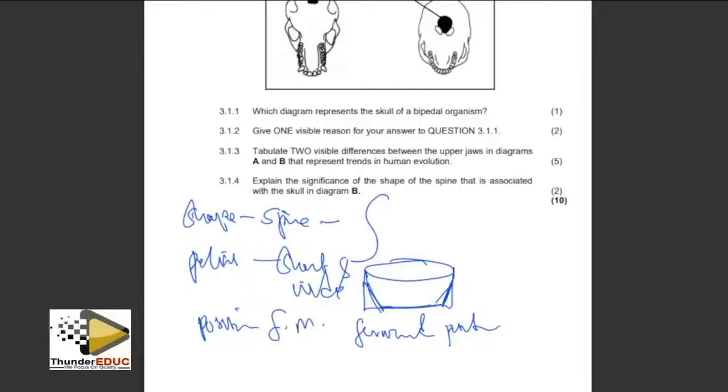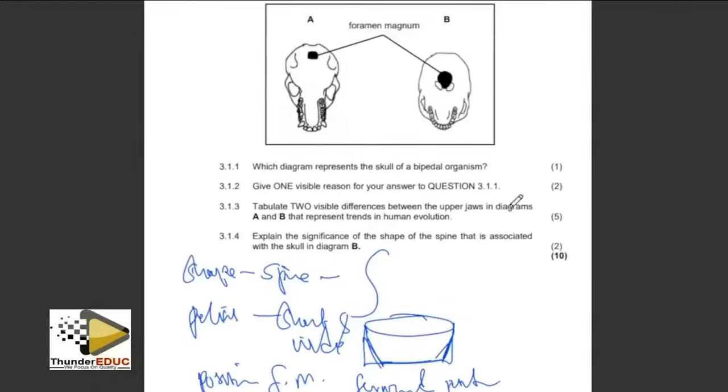Then the next question is tabulated. They are saying visible. Don't bring about anything else. Visible difference between the upper jaw and the lower jaw of A and B. Check upper jaw, lower jaw. They're only looking for this. In most cases now when we bring these, you have to know the differences.